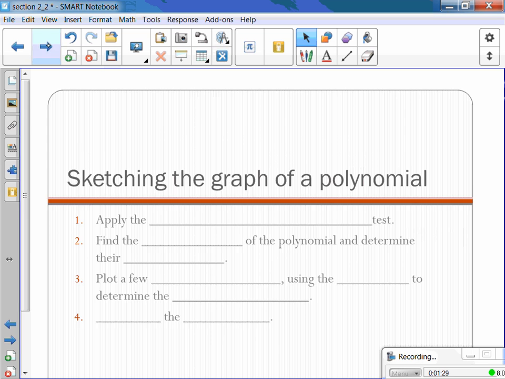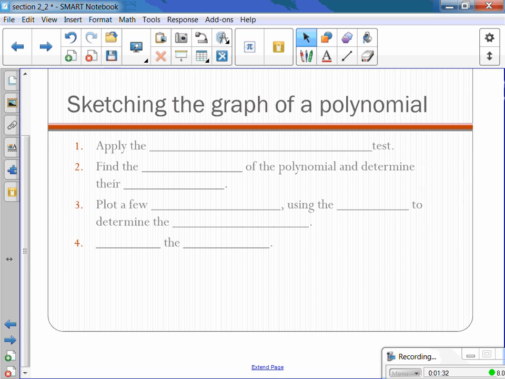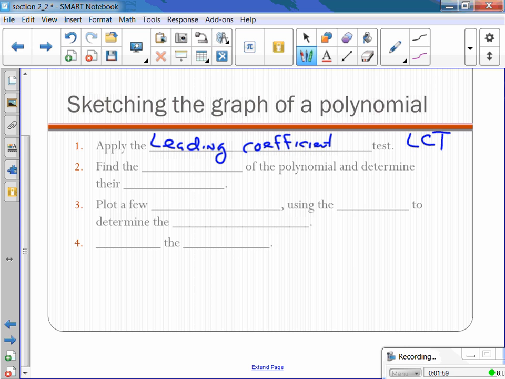So step by step, I'm sketching the graph of a polynomial. One of the tests we learned about is for coming up with the end behavior, what the graph looks like on the right side and on the left side. What test was that? Absolutely. So our leading coefficient test determines rising or falling on the left side and on the right side.